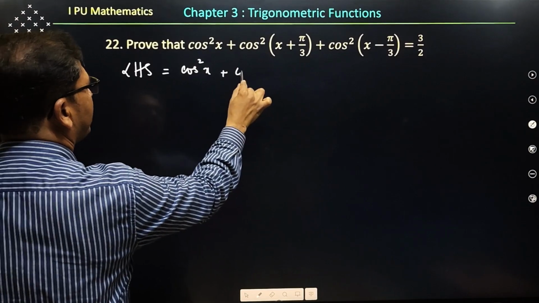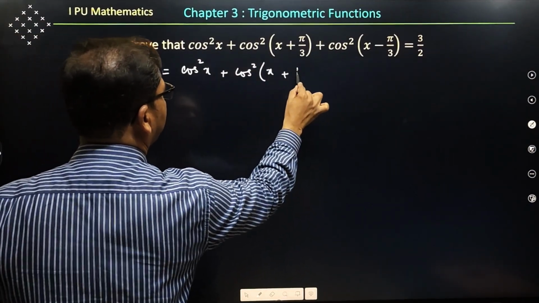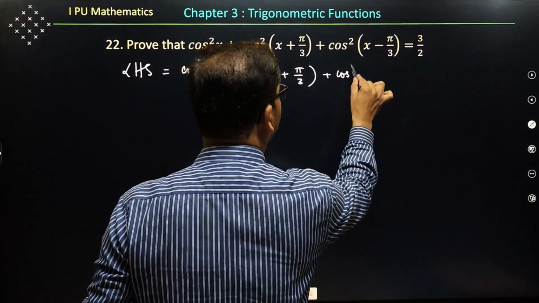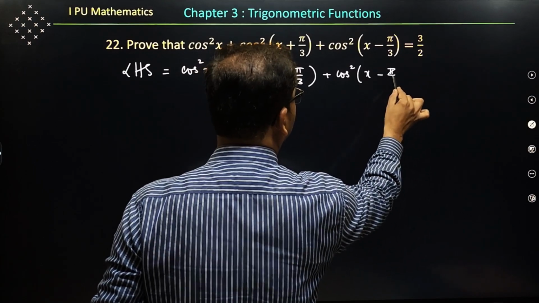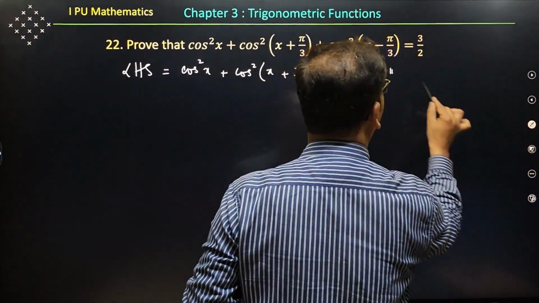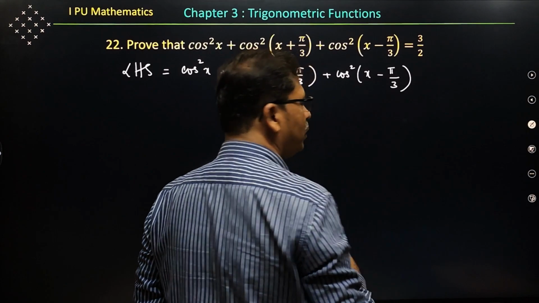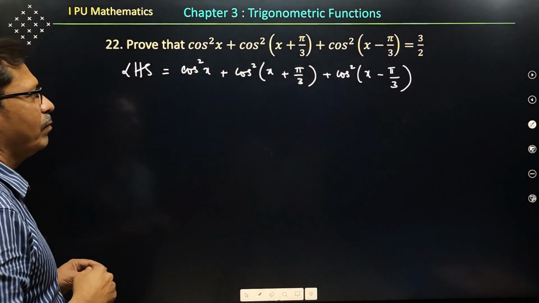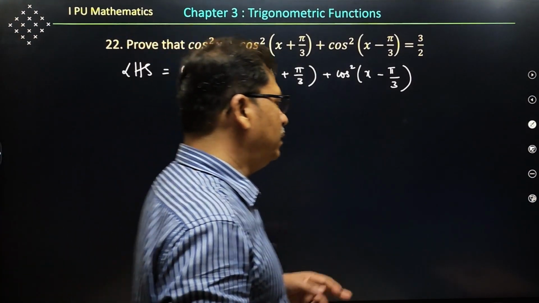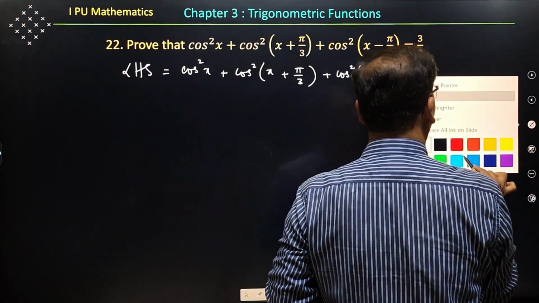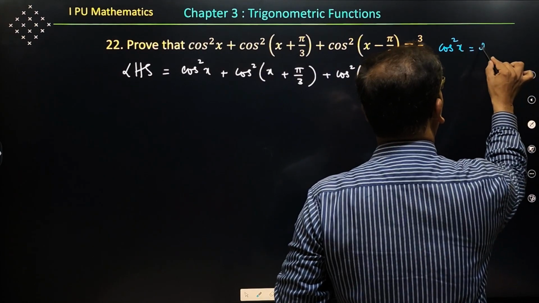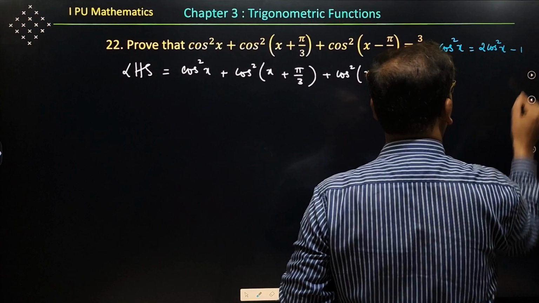Cos square x plus cos square of x plus pi by 3 and then plus cos square of x minus pi divided by 3. This is what your left hand side. See, you need to use the result cos square x is equal to, 2 cos square x minus 1. This is the result you have.